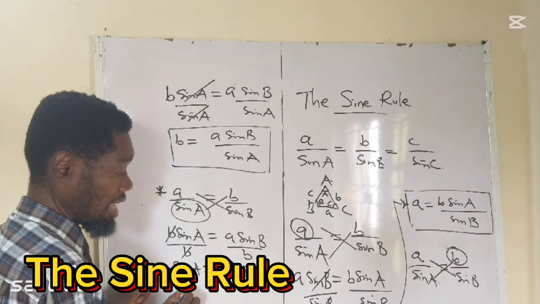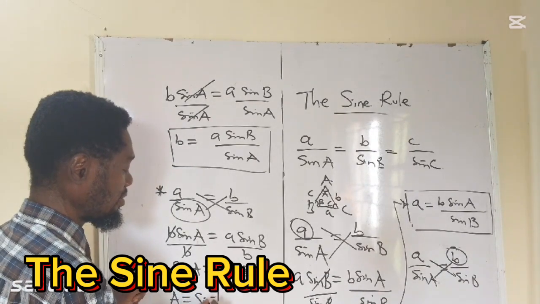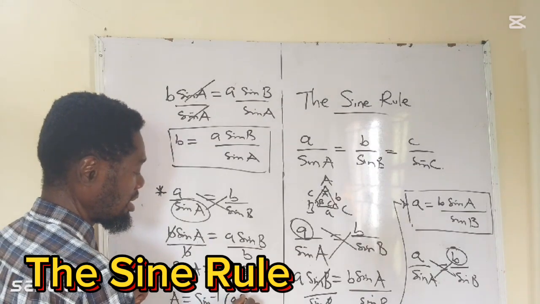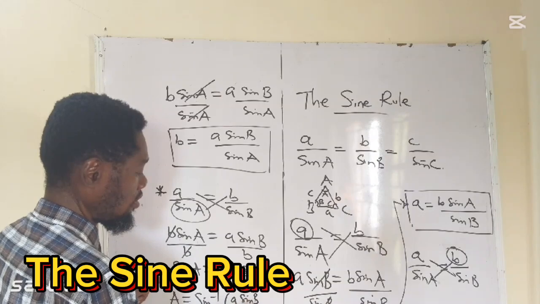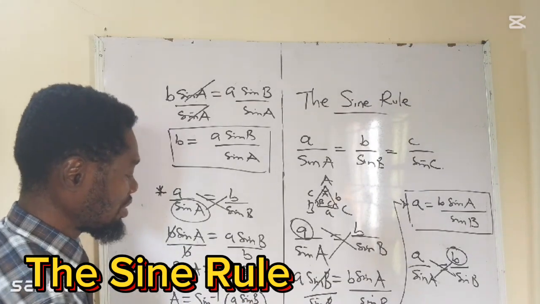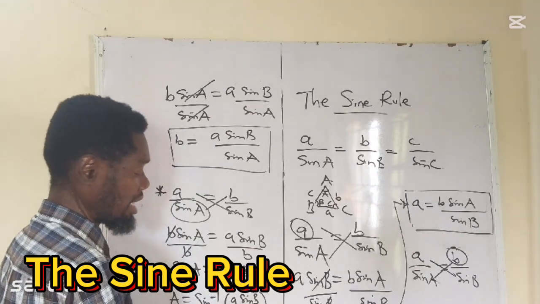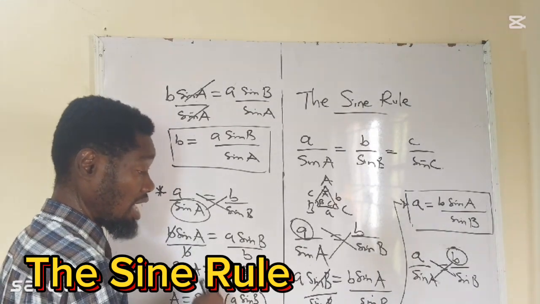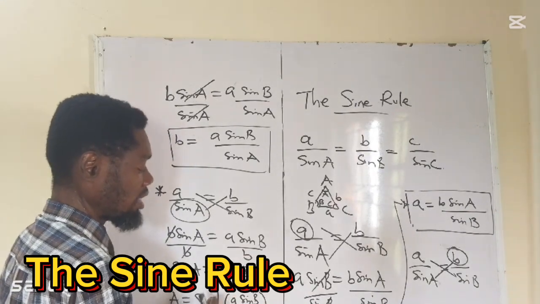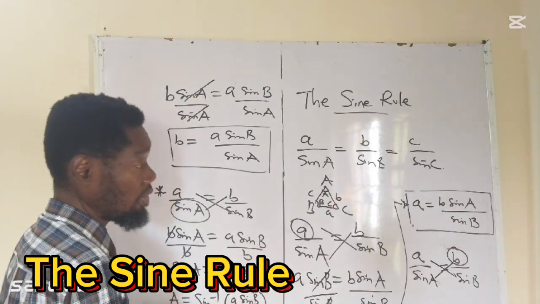To find our final angle, angle A, it becomes the arc sine of a sine B over b. You need to solve or evaluate everything in the bracket before you find the arc sine of the answer you get. Then that will give you the angle A.